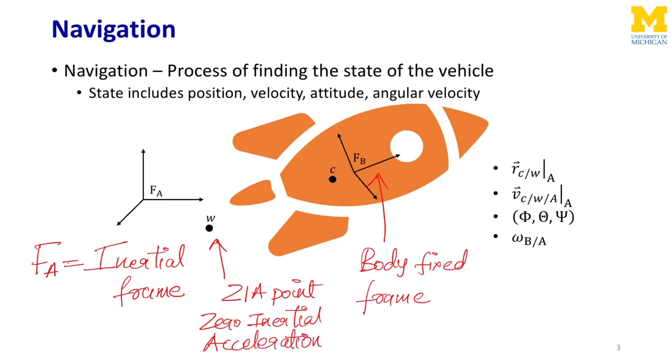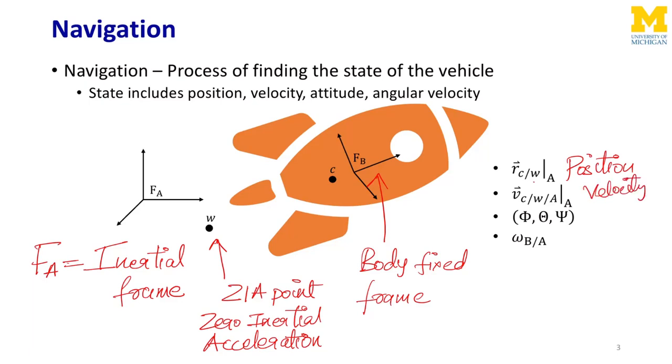Okay, so we have a point fixed in the body, a frame fixed in the body, and an inertial frame. What we are usually interested in is the position of C with respect to W in the inertial frame. Mostly it's going to be the earth fixed frame, and we are going to assume that the earth fixed frame is inertial. So we want the velocity of our vehicle, or velocity of point C with respect to the inertial point in the inertial frame, resolved in the inertial frame. So this is the velocity.